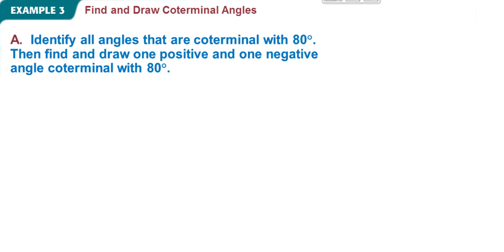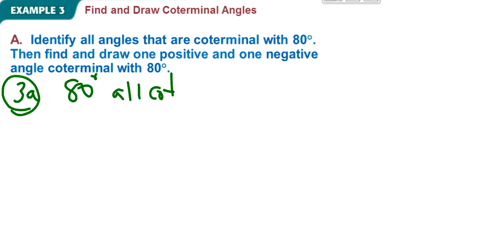So then in 3A, we're going to identify all the angles that are coterminal with 80 degrees. And we're going to find and draw one positive and one negative angle coterminal with 80 degrees. So I'm going to say that this is 3A. And we're having an 80-degree angle. And first, I'm going to do all coterminal angles. And since this is in degrees, all the coterminal angles would be those of 80.